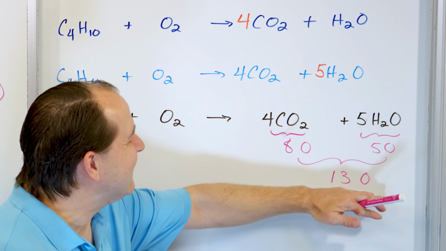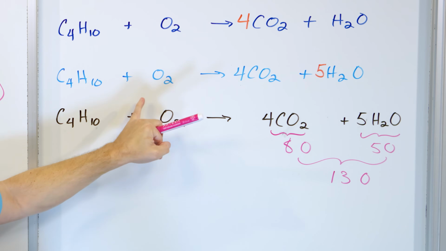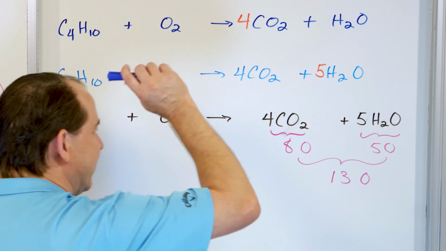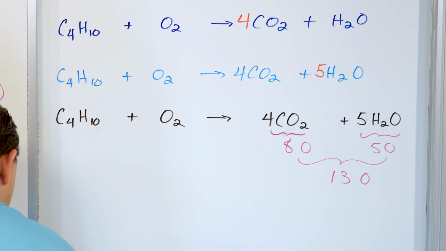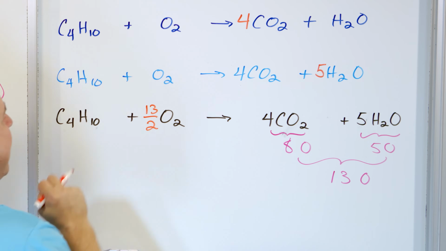You have 13 oxygens over here. You need to put a number in here that when it multiplies by 2 gives you 13, and you are allowed to use fractions. I haven't told you that until this point, but you are. What can you put over here? You can put the fraction 13 halves.